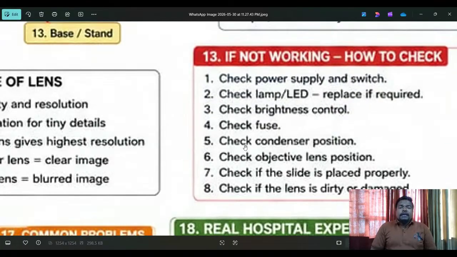Right. See, these are not theoretical. I'm giving all things in a practical way. I'm giving explanations for biomedical engineers as a state level regional manager. I'm explaining all this information to you.